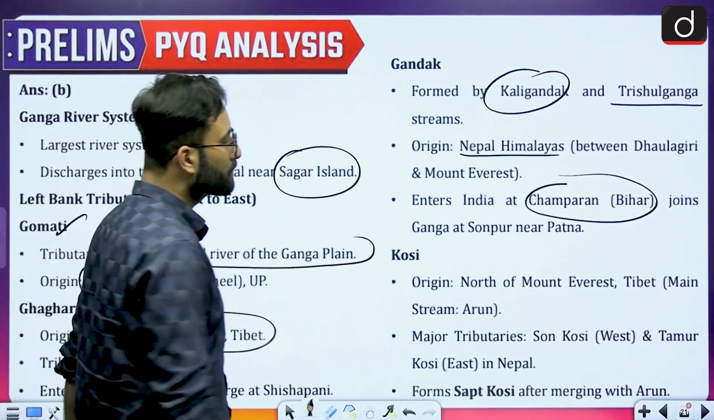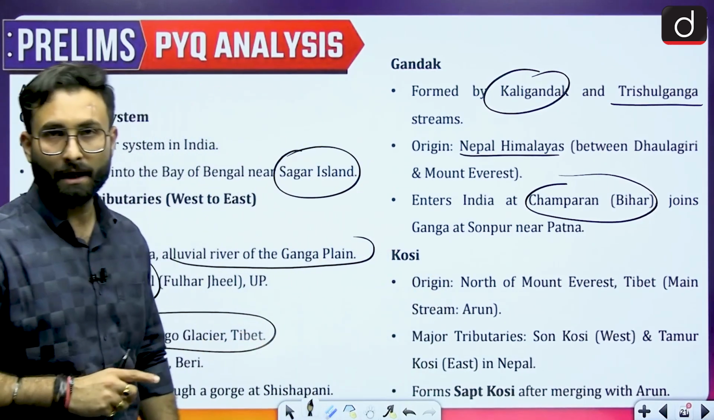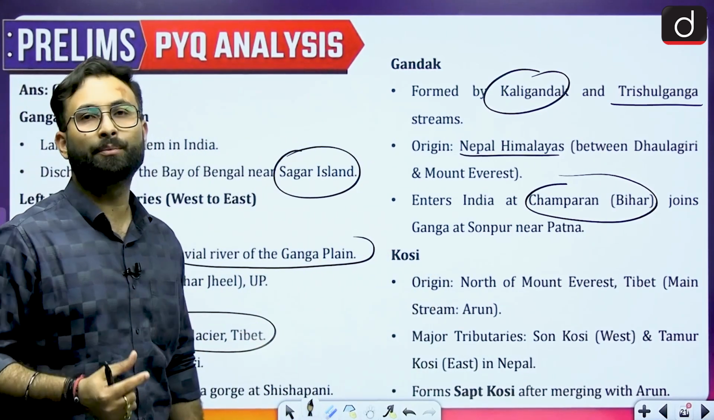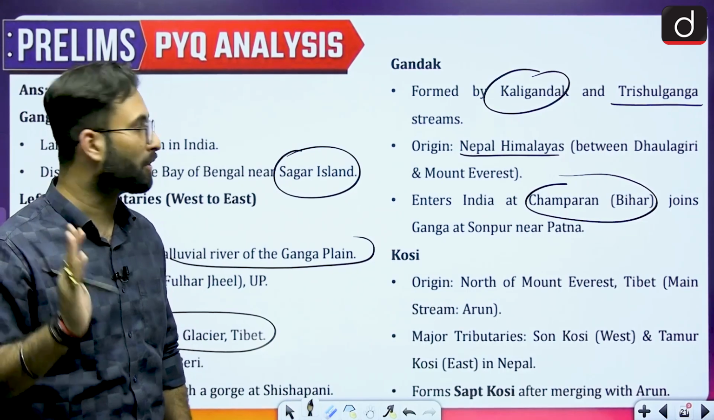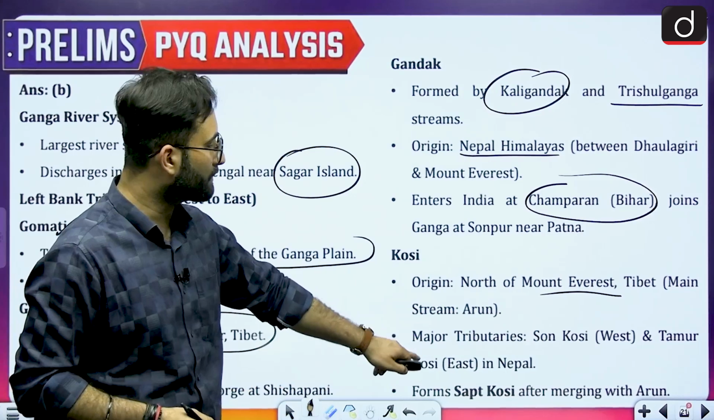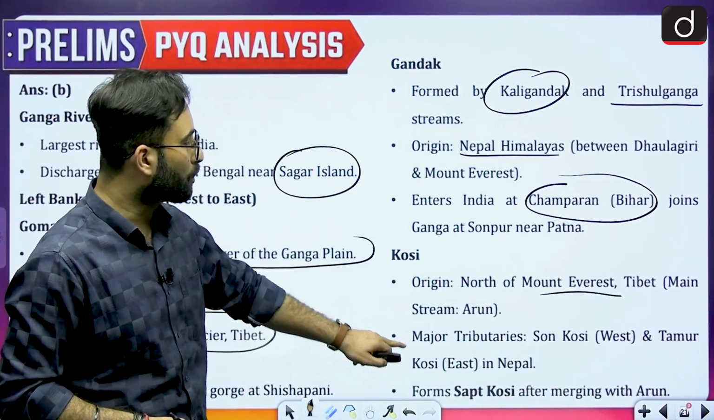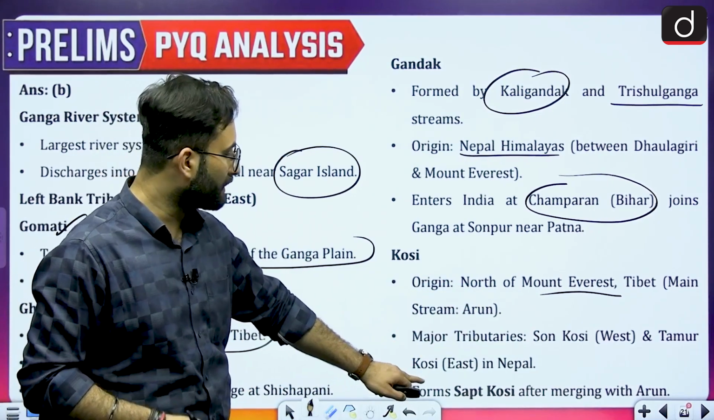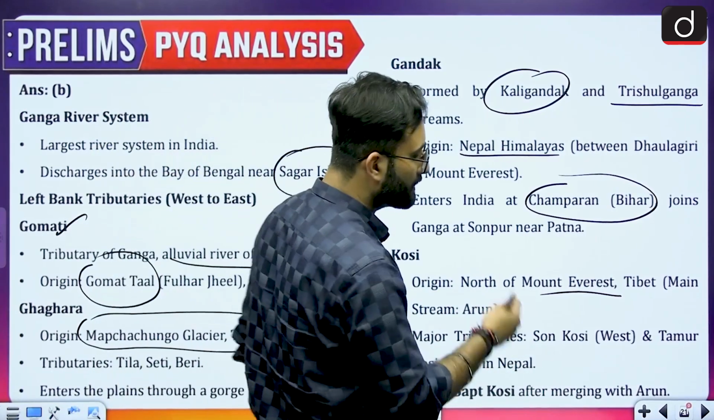Kosi river is quite important. Kosi is also known as the Sorrow of Bihar. Why is that? You should tell me in the comment box. Here you can see origin is north of Mount Everest, Tibet. Tributaries are Son Kosi, Tamur Kosi. It forms the Sapt Kosi after merging with the Arun Kosi.